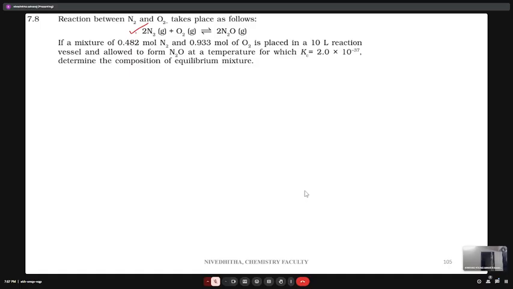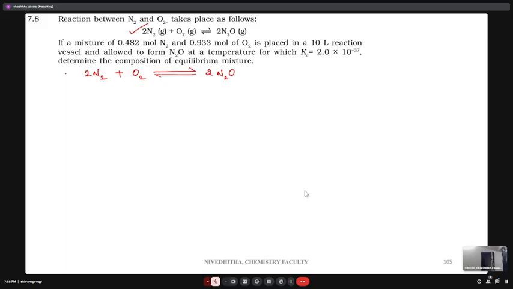Yes, ma'am. So here, if a mixture of 0.482 mole of N2 and 0.933 mole of O2 is placed in a 10-liter reaction vessel and allowed to form nitrous oxide at a temperature for which Kc is given, determine the composition of the equilibrium mixture. So this problem is very similar to the previous problem. So we'll address the issue now. See, what is the question here? 2 moles of N2 plus 1 mole of O2 react with each other to form 2 moles of nitrous oxide.